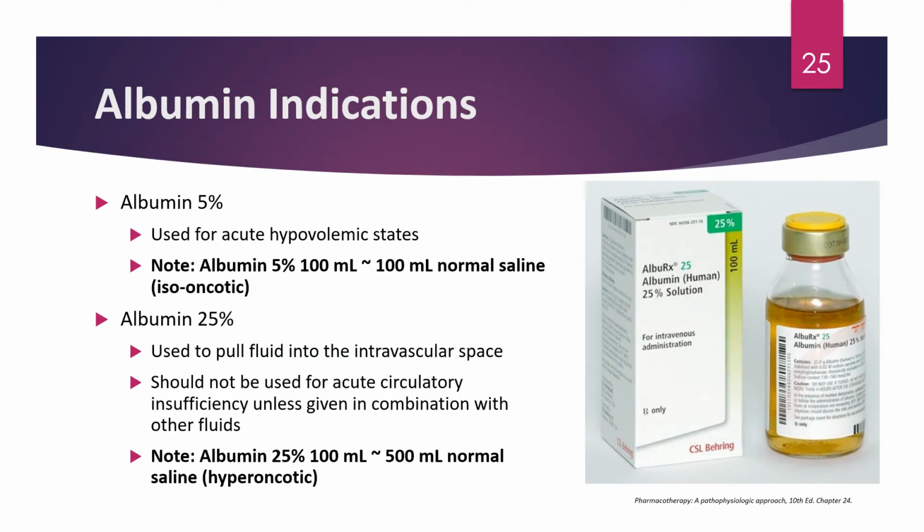So what are our indications for albumin? Depending on what you have on formulary at your different hospitals, albumin comes in two different types, 5% and 25%. The more common type used in practice is 25%, but 5% can also be used. 5% can be used in acute hypovolemic states, and it has a similar tonicity, or pressure, to what normal saline has. So for every 100 mils of the 5% albumin, you get about the same response that you would get from 100 mils of normal saline.